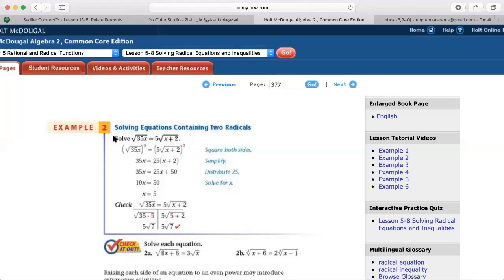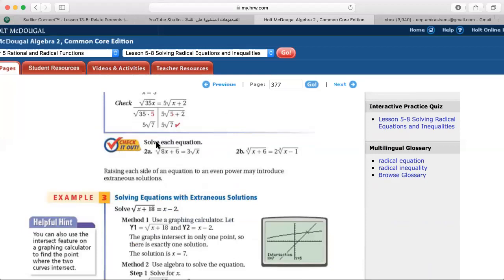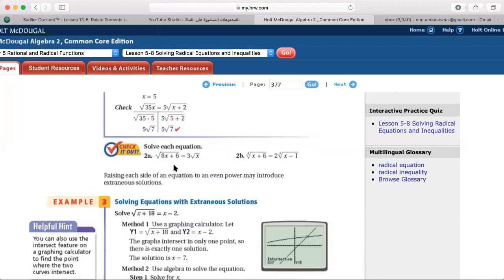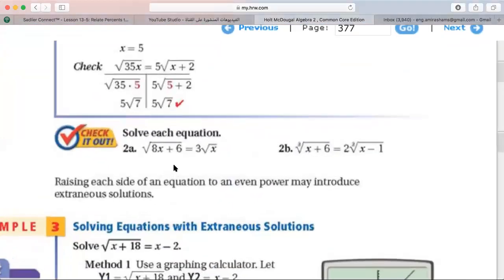Okay, girls, let's go back to our book and solve the two questions here. Solve each question. So I want to get the value of x. So I have the radicals, 2 radicals in both sides. So what I have to do now is square both sides. Why will I square? Because the radical here is a square root.